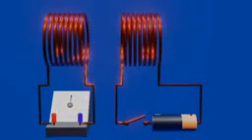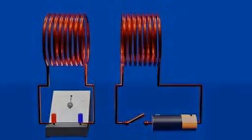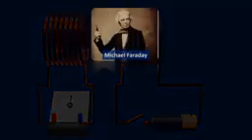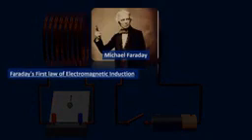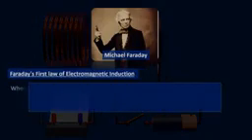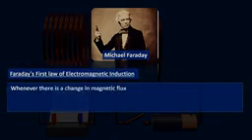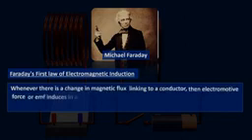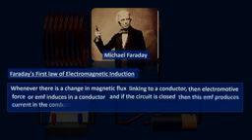This phenomenon of electromagnetic induction was first experienced by Michael Faraday and named as Faraday's first law of electromagnetic induction. That is, whenever there is a change in magnetic flux linking to a conductor, then electromotive force or EMF is induced in the conductor. And if the circuit is closed, then this EMF produces current in the conductor.